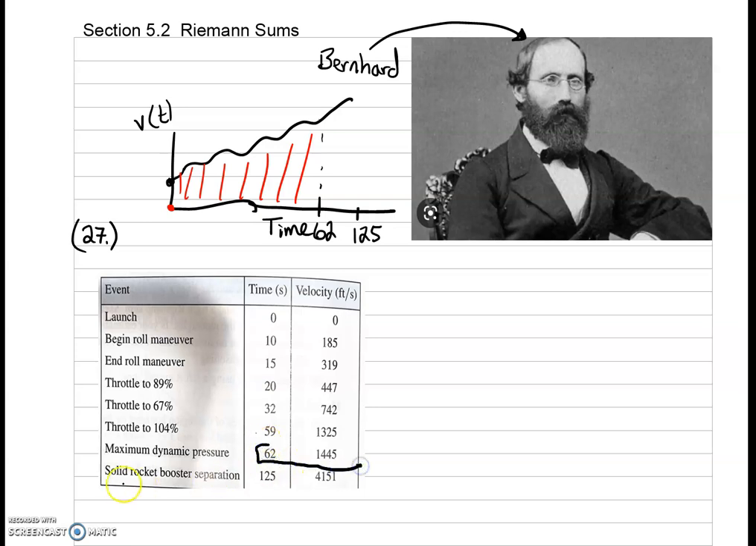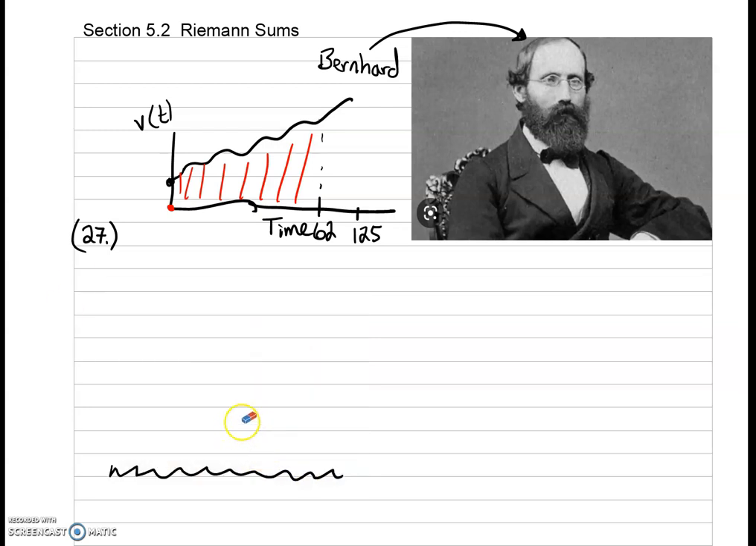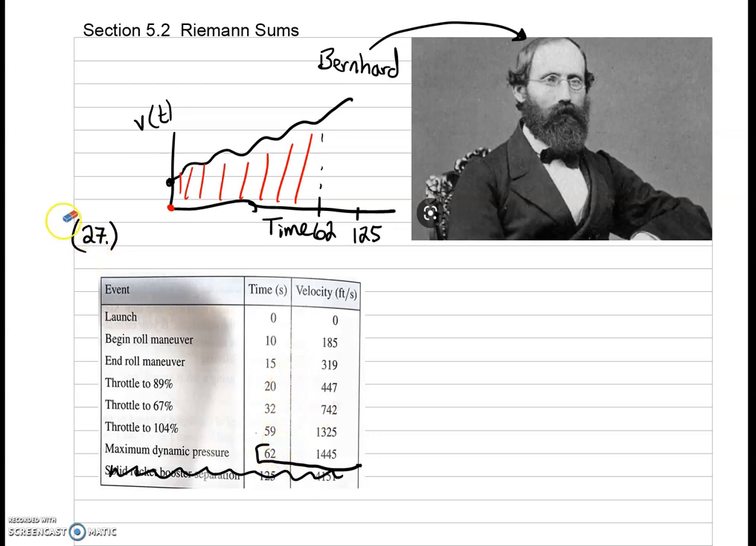So we're going to stop here. We're not going to include this last data point there. We're only going to do the first, up until 62 seconds. And it asks us for a right Riemann sum.